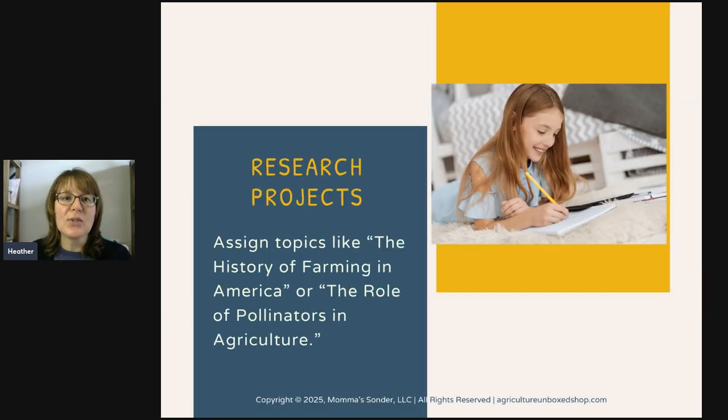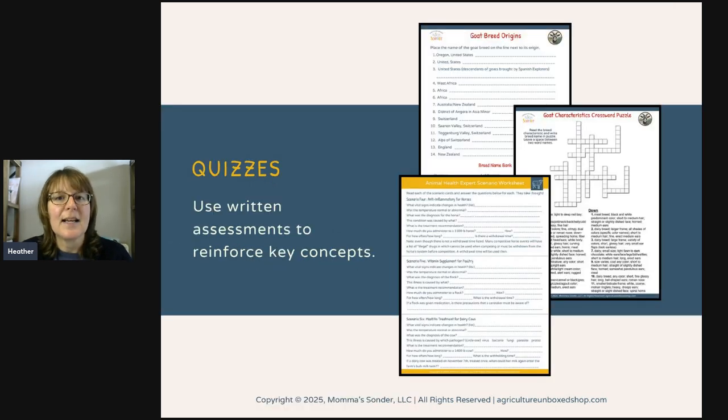So another thing they like to do is research projects. So assign them topics like the history of farming or the role of pollinators in education or what the best livestock breed is for X, whatever it might be. So have them research and look up those different things and come up with a paper on it or a fact sheet, different things so that they can use that written word that they find there to learn about the different things. So quizzes and worksheets, so written assessments to reinforce key concepts.